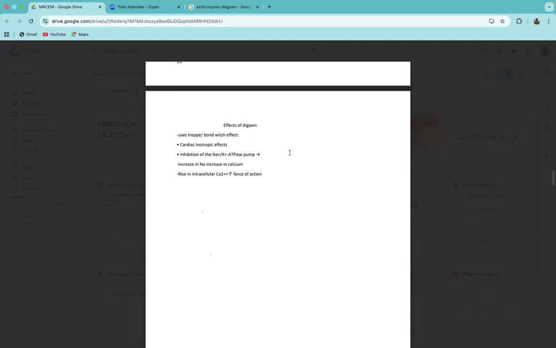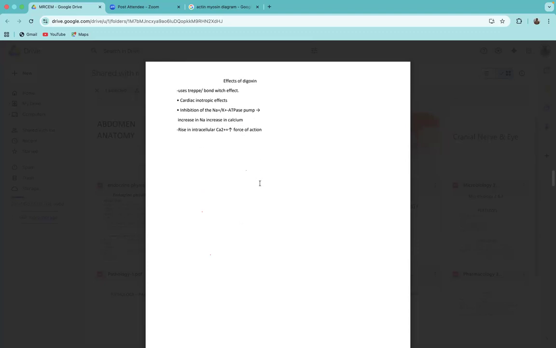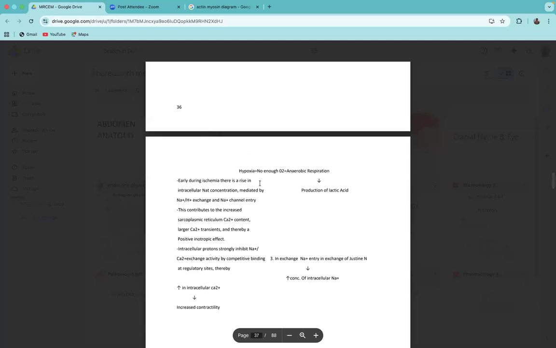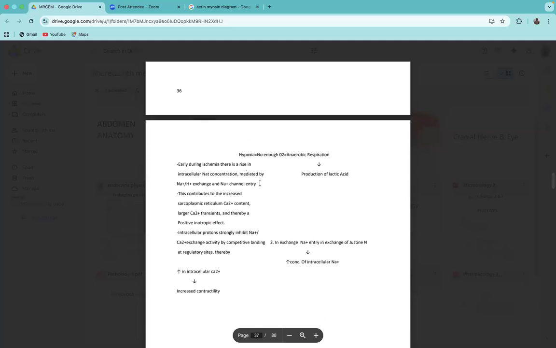Inactivation of the sodium potassium ATPase pump increases sodium, and calcium comes into the cell. In the cell, calcium will increase, and due to the intracellular calcium increase, there will be more force of contraction and there will be more contractility, right? So that is how the Treppe or Bowditch effect works.